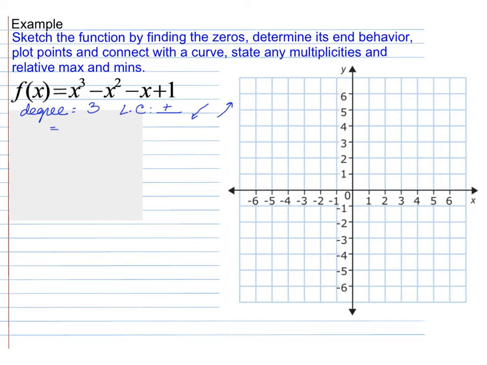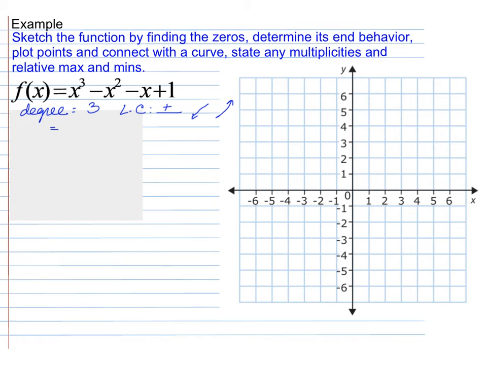So for this problem, we need to factor it because it's not in factored form. So after we figure out that our degree is 3, because it's in standard form, it's always going to be our highest degree, and our leading coefficient is positive, then we know that our graph falls on the left and rises on the right. So now we have an idea of our end behavior. Now we just have to figure out how it looks in the middle.